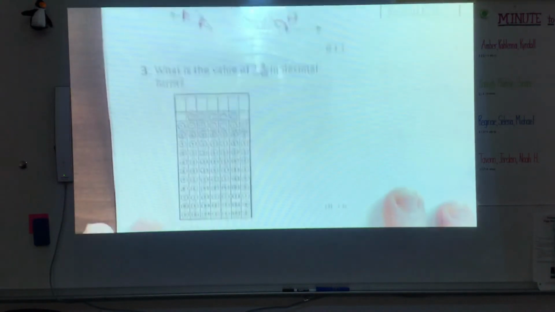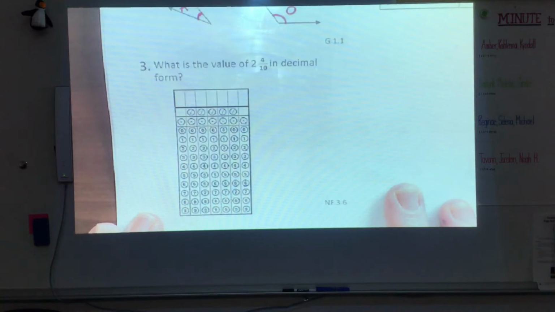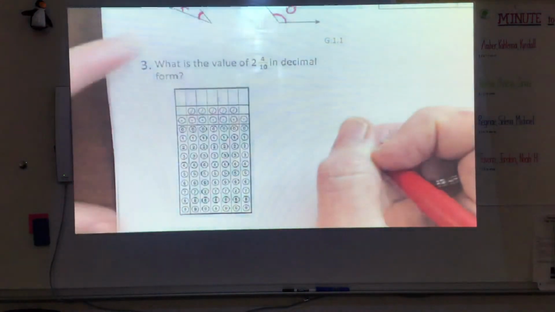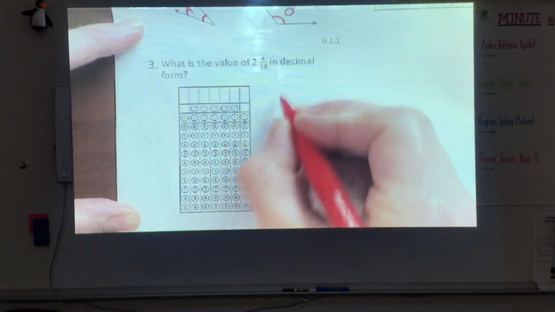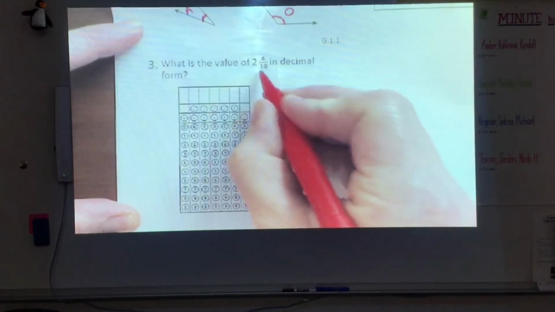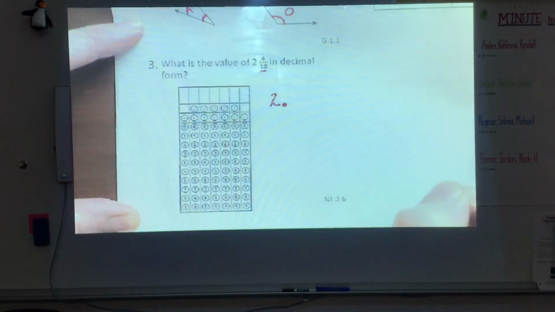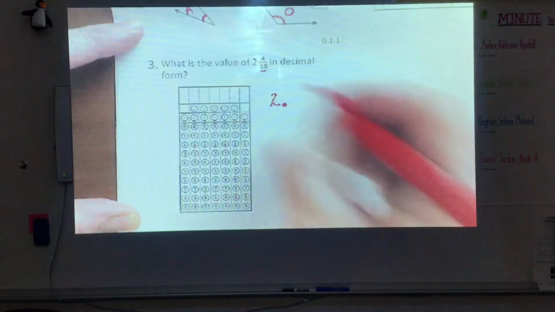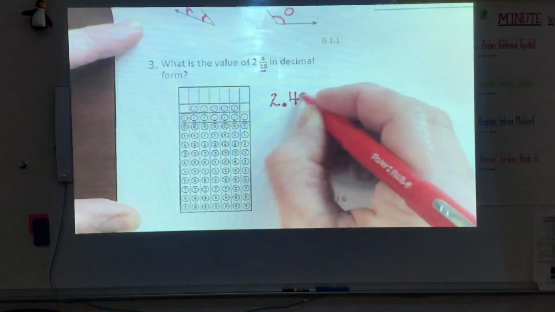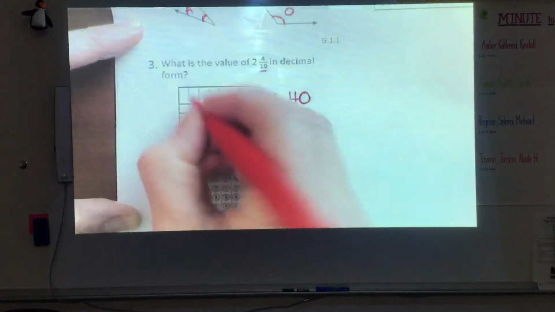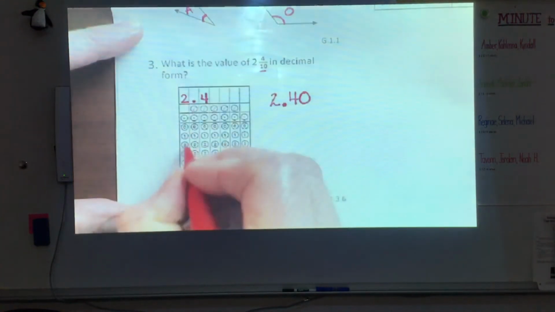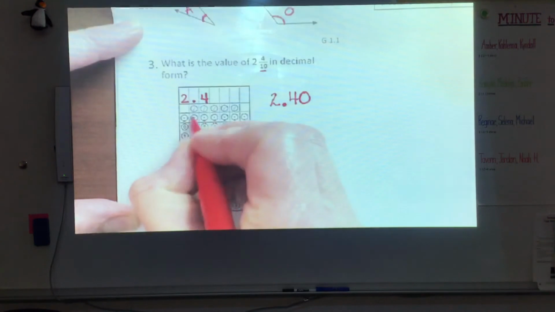All right, number 3. What is the value of 2 4/10 in decimal form? Well, when we look at this, we know our whole number is 2. And then we have to put our decimal, and we like to think of tenths as dimes, right? So if we have 4 dimes, we have 40 cents. So that's like saying 2.4 or 2.40. Either one would be acceptable. And then in your grid, you would need to write it just like that. So 2.4.